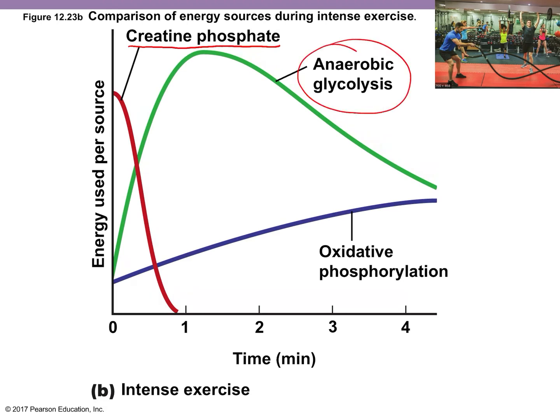And anaerobic glycolysis is going to stay high because what's missing is no oxygen is getting to your muscle fibers. Your muscle fibers are working so hard that whatever oxygen is there, it's used up. You're not getting a renewed source. So the primary source of ATP in intense exercises is going to be anaerobic glycolysis.